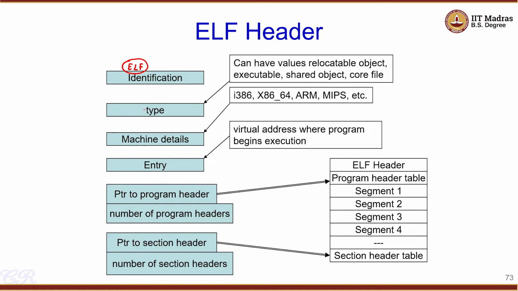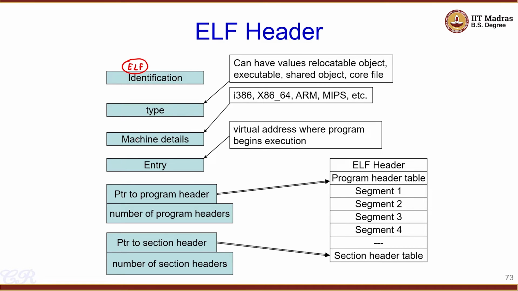Other fields in the ELF header are the type, the machine details, entry, pointer to program header, and so on. The type tells you the type of this particular ELF file, whether it's an executable, whether it's an object, a .o file, which is a relocatable object, whether it's a shared object like a library, or whether it's a core file. This information is encoded in the type.